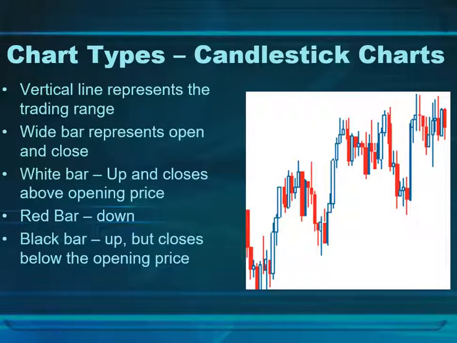And another type of chart which we use to analyze is the candlestick chart, and generally the vertical line represents the trading range and the white bar represents open and close. White bar is up and closes above the opening range. Red bar is generally down. Black bar is up but closes below the opening price.